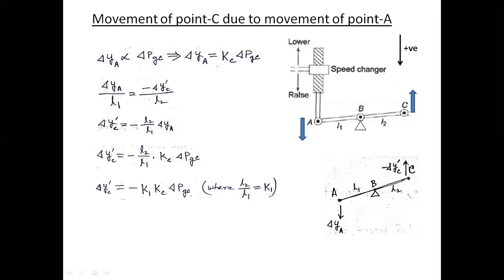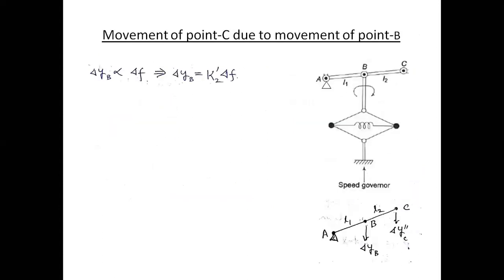In the next slide, we are considering that point A is fixed, and the movement of C mainly depends on the movement of B only. The movement of B is controlled by the frequency or speed of the fly ball, so they are proportional. Del YB is proportional to del F. When the fly ball moves faster with larger frequency, B will come in the downward direction, that is, the positive direction. So del YB equals K2 dash del F.